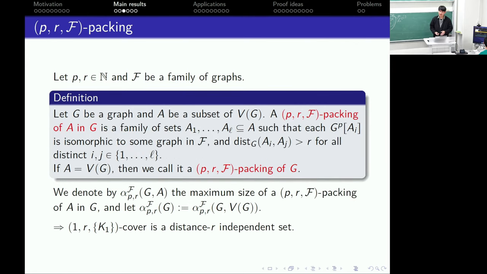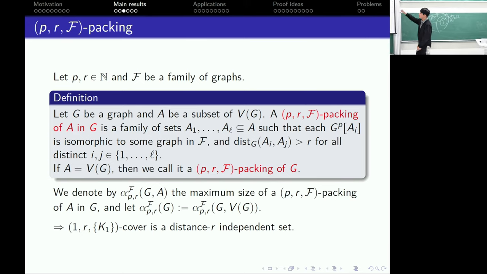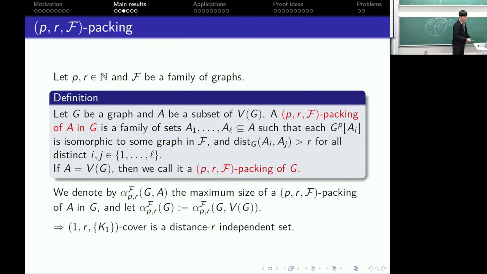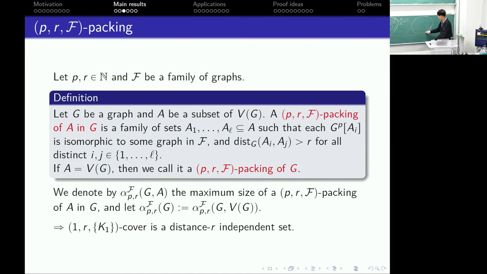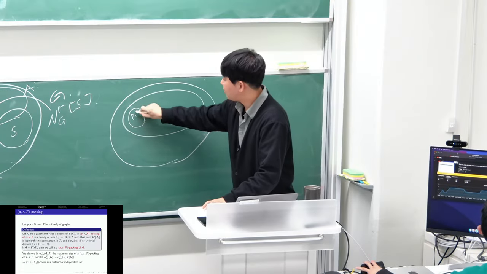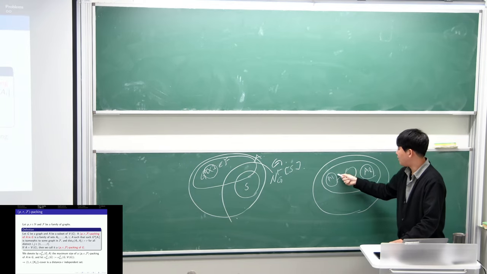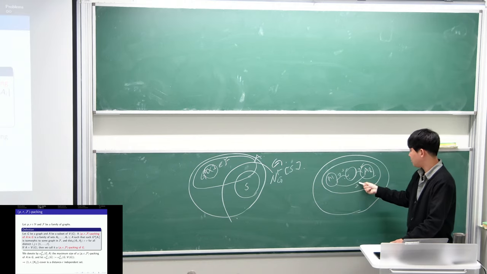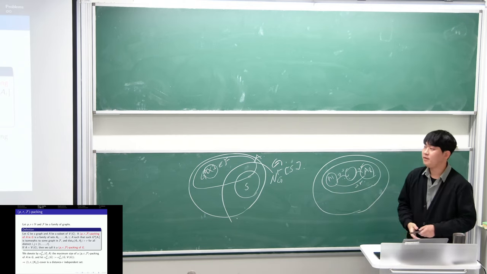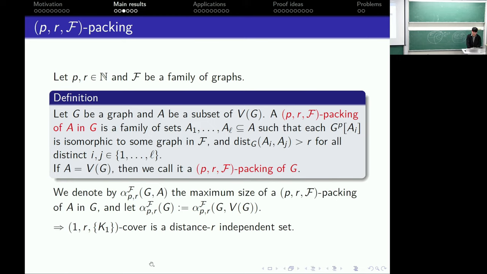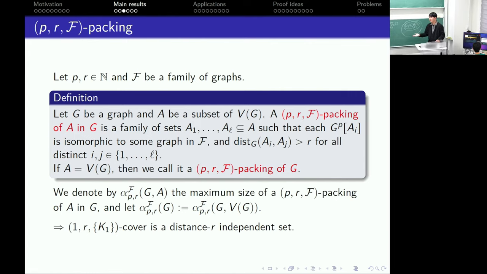Similarly, we can think of a p r F packing as follows. A p r F packing is a collection of subsets of A, A1 to AL, such that each one induces some graph in F, and the distance between them is larger than r. So here is A, we try to find A1 through AL, such that each of them induces some problematic graph in F, and the distance between them is larger than r. Again, if we fix p to 1 and F to be the set containing K1, then a 1 r K1 cover or packing is a distance r dominating set or independent set. So all these concepts generalize the distance r dominating set and independent set problems.